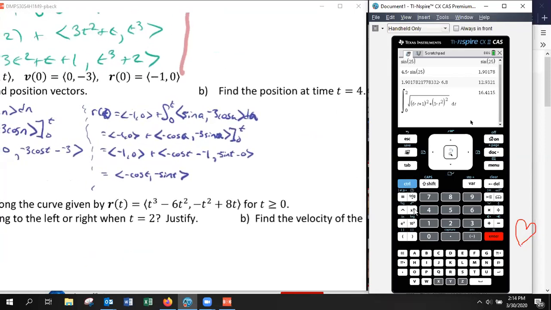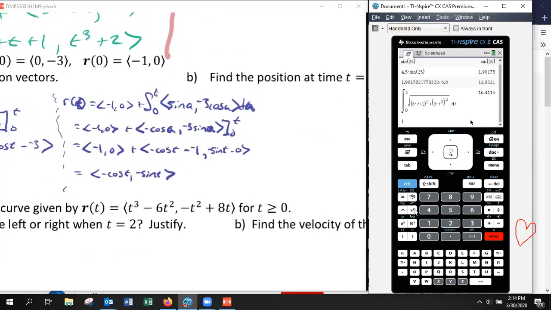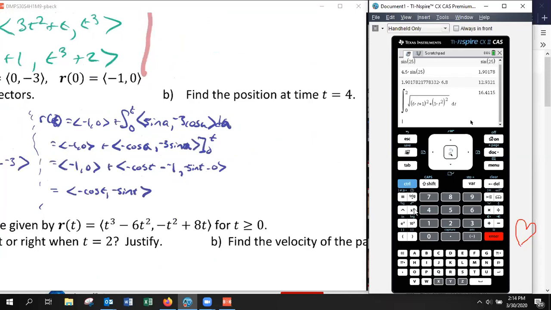Pardon my epileptic notepad. I lost the negative 3. Thank you for that. All right, I think we're finally good.